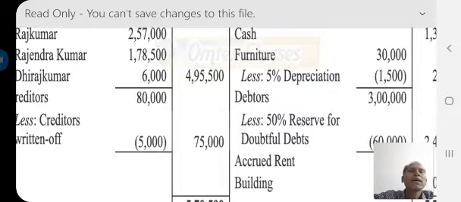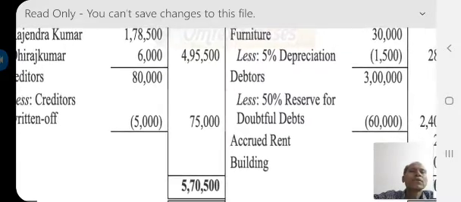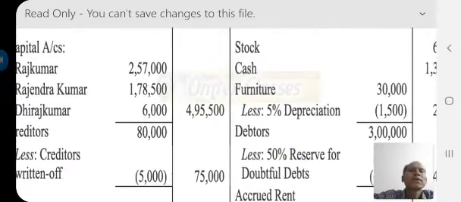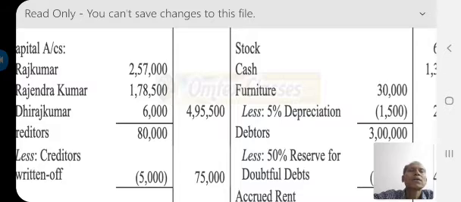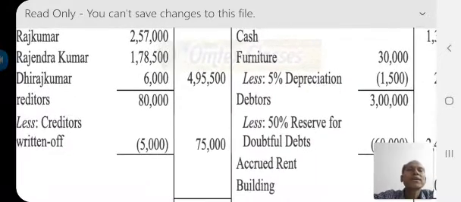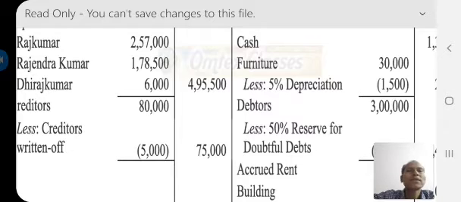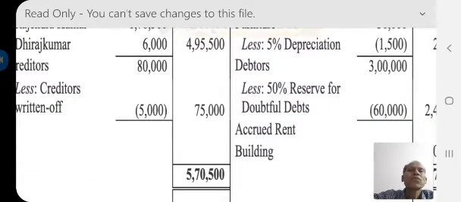Now, 3 lakhs, 4 lakhs, 95,000 is the total of the capitals if we add 60,000 to this. Now creditors 80,000. From this 80,000, 5,000 should be written off. 75,000.